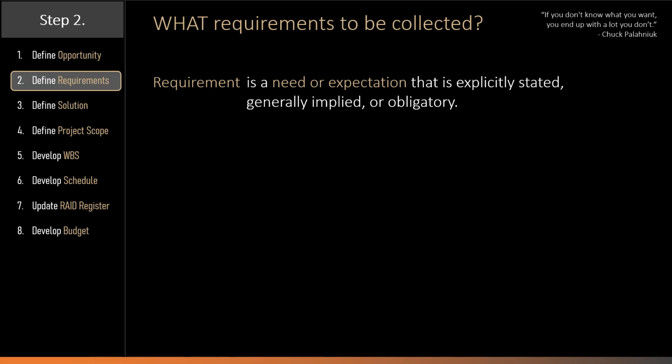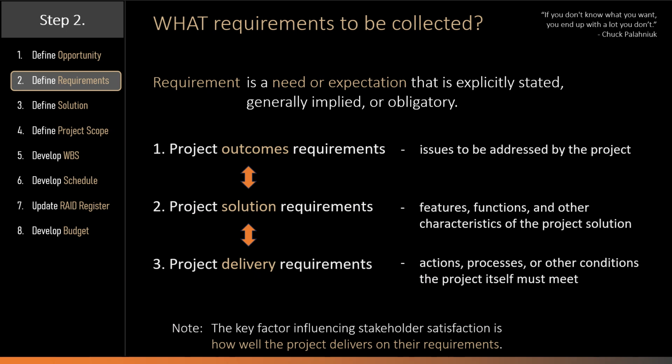Not all stakeholder requirements are the same. They can be grouped into three distinct levels. The first level is project outcome requirements. These describe the issues the project should address. They explain why the project matters and what value it is expected to create. We covered how to identify these requirements in the previous slides.